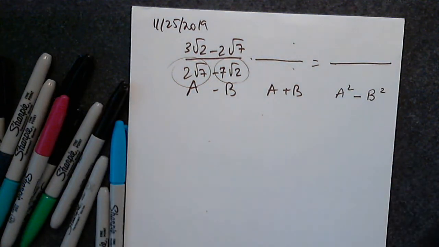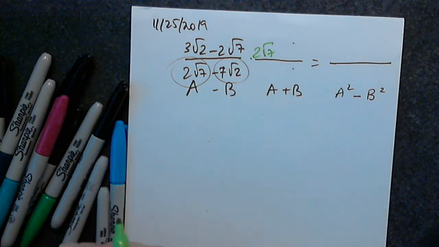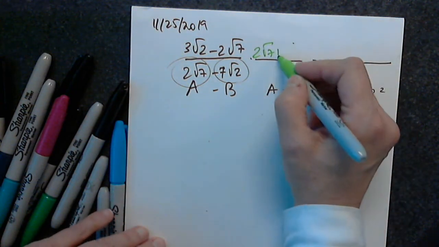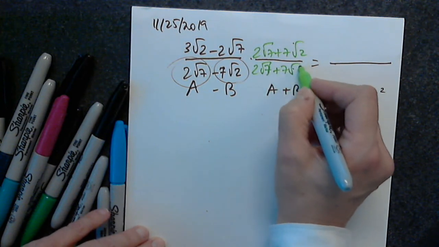So what will be the conjugate of the denominator for this situation? What do you think? Yes? Square root of 7? Exactly. 2√7 plus 7√2. Indeed.